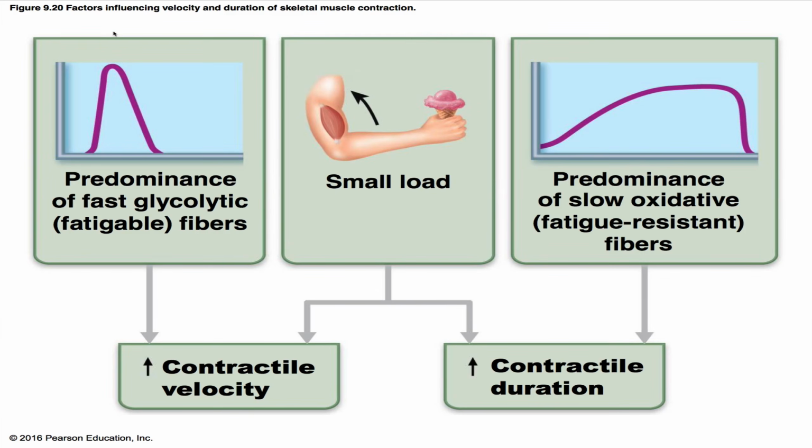This image is showing you factors influencing velocity and duration of skeletal muscle contraction. If you have a predominance of fast glycolytic fibers, your contraction velocity is going to be high. Also, if the load is small, the contraction velocity is going to be high. If there is a predominance of slow oxidative fibers, these fatigue resistant fibers, the contractile duration is going to be long.